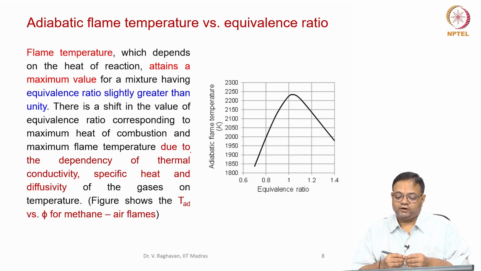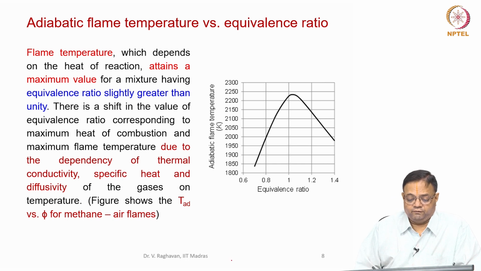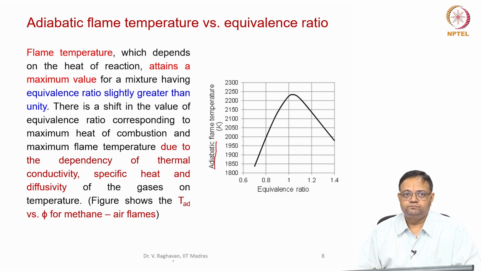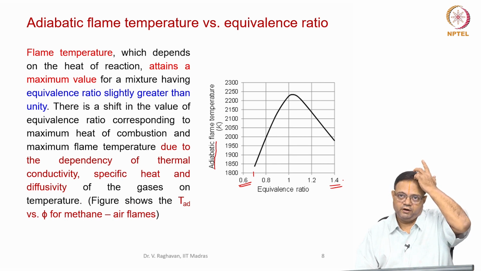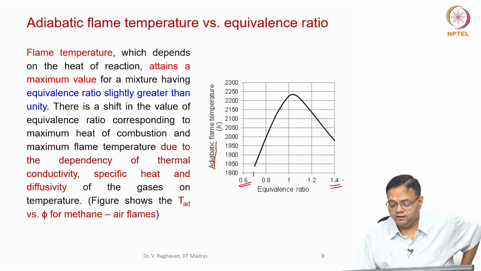So, let us investigate the flame temperature now. We will try to take the maximum value. I have chosen the adiabatic flame temperature calculated using the full equilibrium model for different equivalence ratios, starting from 0.7 to 1.4, which was the range for which we showed the photographs. Now, please see this.